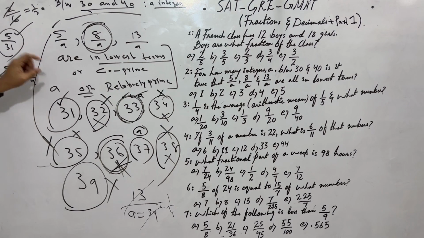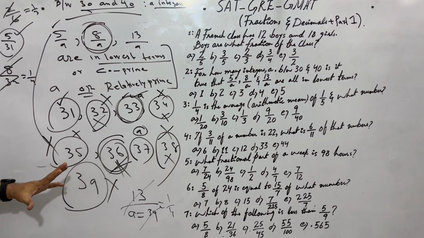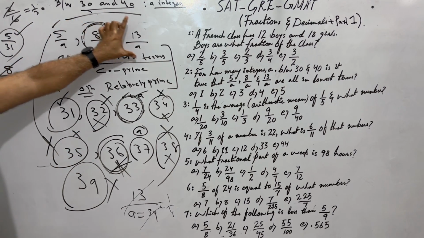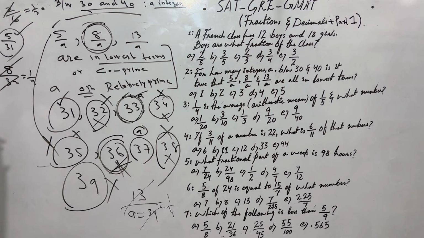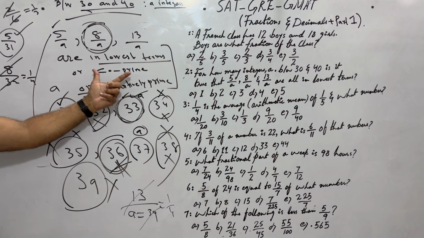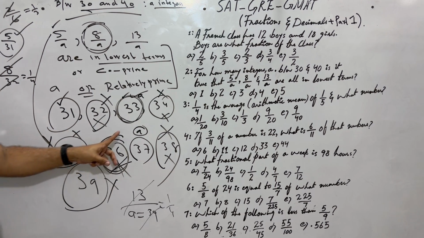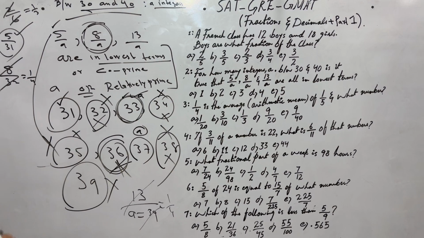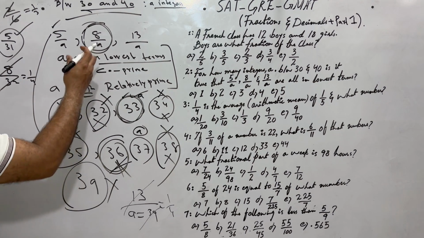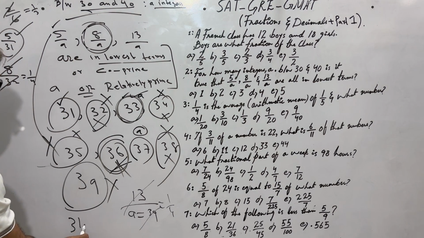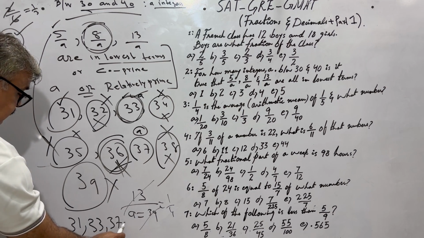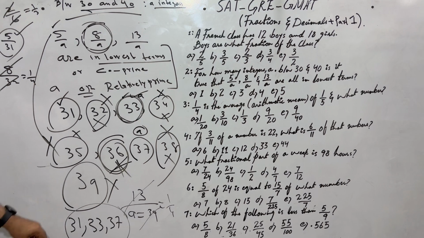We are asked to find, between 30 and 40, the values for which 5 over A, 8 over A, 13 over A are in lowest terms. In lowest terms means they are co-prime, relatively prime, meaning they have no common factor but 1. These are the numbers 31, 33 and 37. Total numbers are 3. These are the 3 numbers to be replaced here.